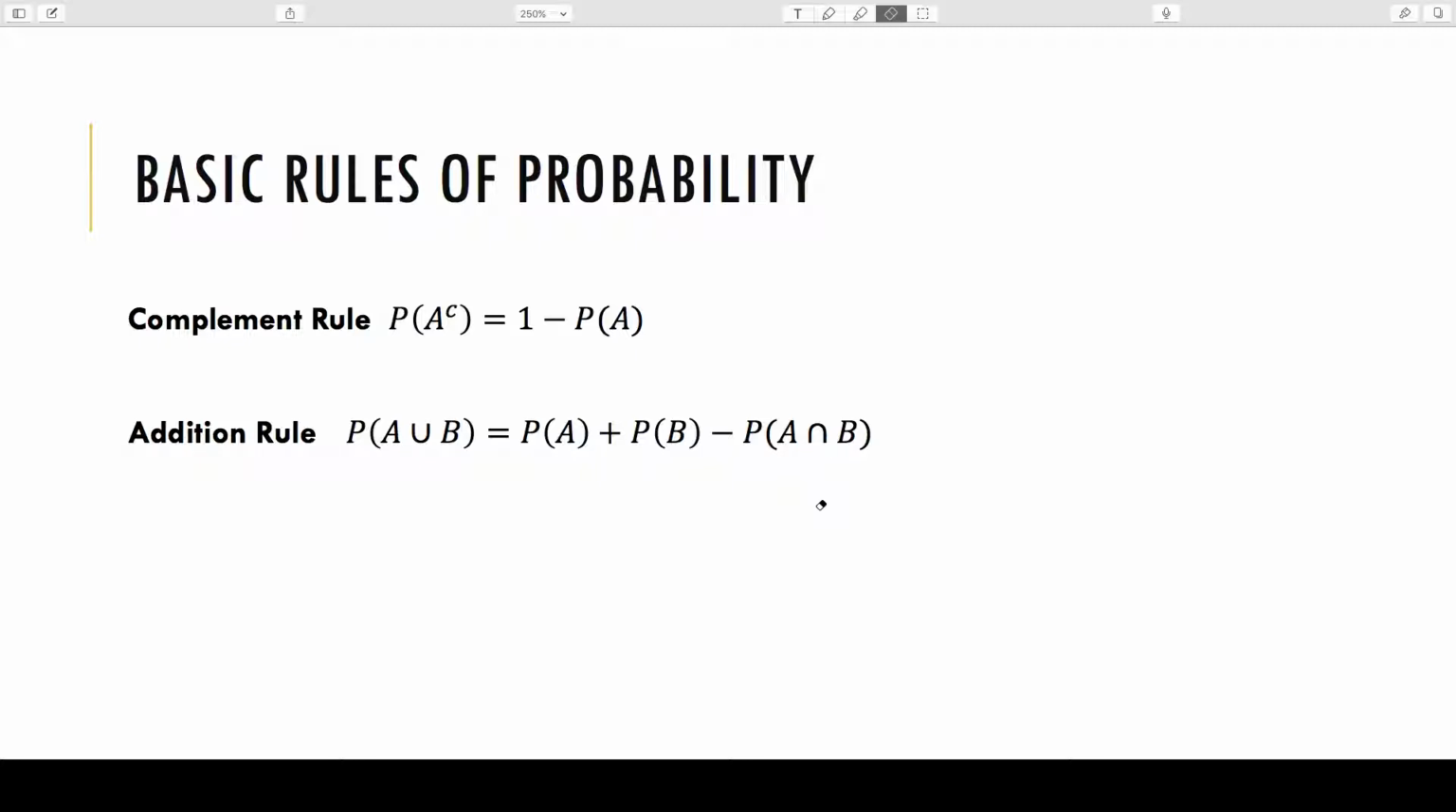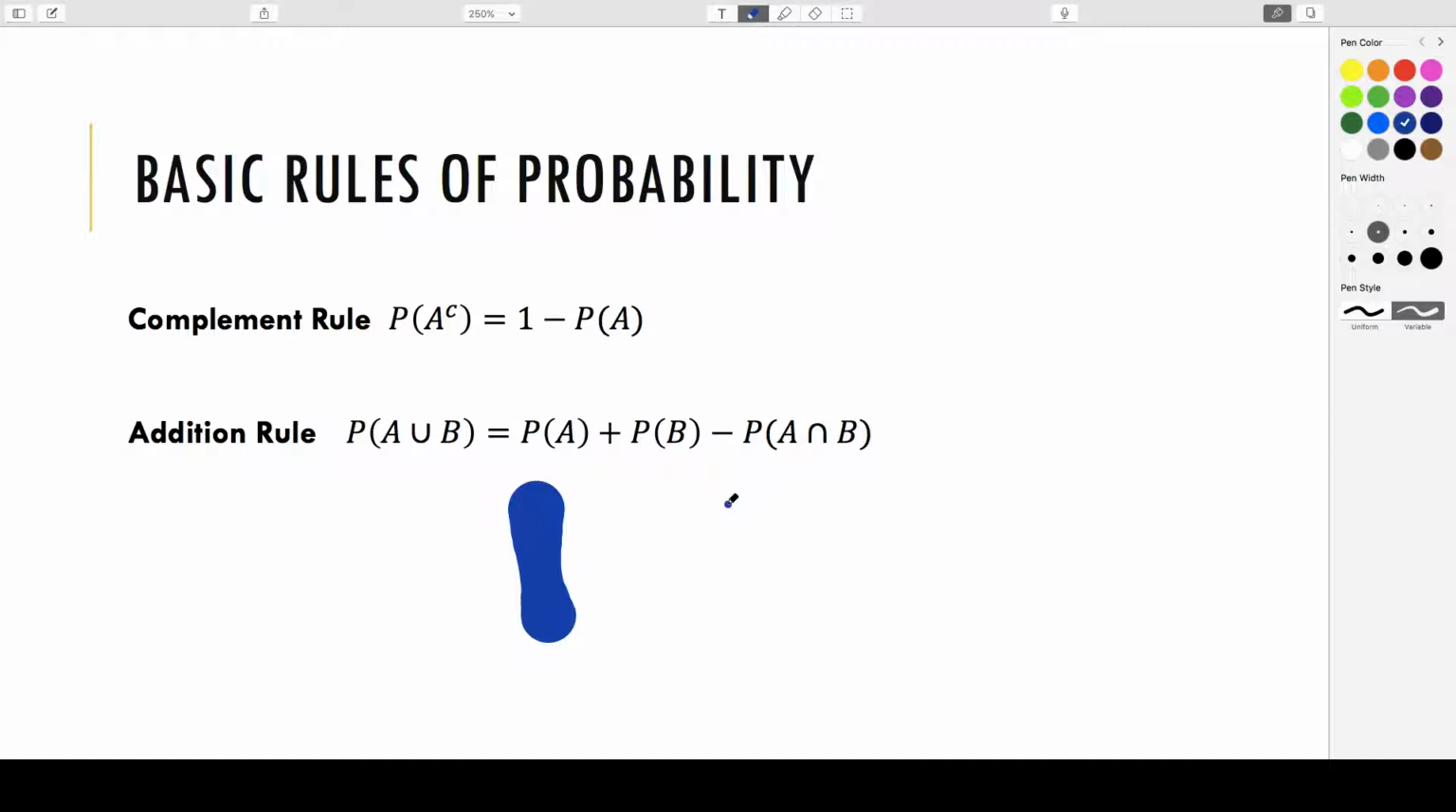Because when you think of or, you should be thinking of addition. And when you think of and, you should kind of be thinking of multiplication. So why do I have to subtract out an and? Very good. If you remember Venn diagrams, yeah, exactly. If you remember Venn diagrams, that's large.